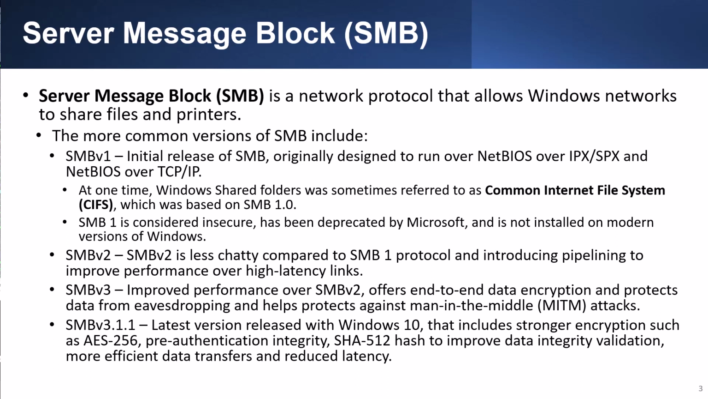SMB version 2 is less chatty compared to the SMB 1 protocol and introduces pipelining to improve performance over high latency links. SMB version 3 improved performance over SMB version 2, offers end-to-end data encryption and protects data from eavesdropping, and helps against man-in-the-middle, or MITM, attacks. SMB version 3.1.1 is the latest version released with Windows 10 that includes stronger encryption such as AES 256, pre-authentication integrity, SHA 512 hash to improve data integrity validation, more efficient data transfers, and reduced latency.